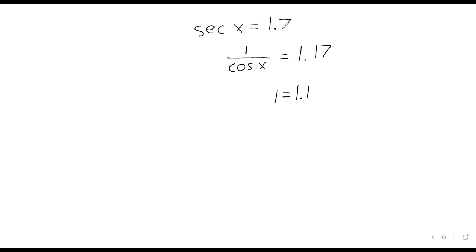So in this section, we'll look at the inverse sine, the inverse cosine, the inverse tangent. I don't know if the book ever talks about the other inverse trig functions, but notice that if you want to solve the secant of x equals 1.17, well, that's 1 divided by the cosine of x is 1.17. 1 equals 1.17 times the cosine of x.